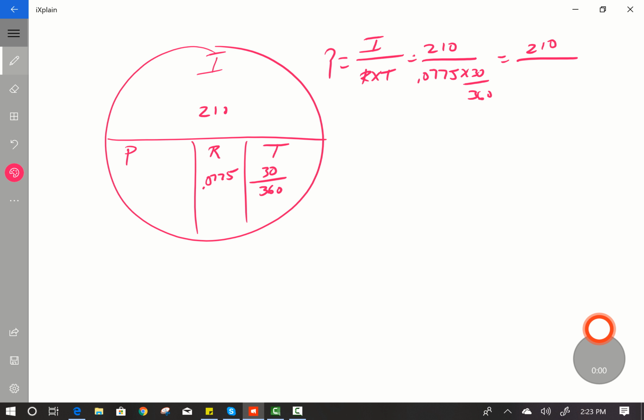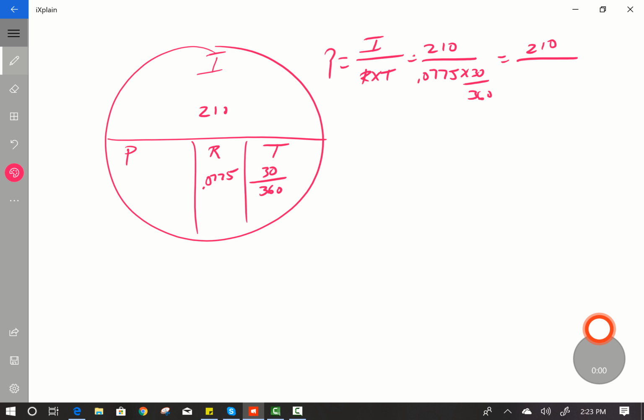0.0775 times 30 divided by 360. Okay, let me try a different calculator. That's not giving me the correct answer right there. What is 0.0775 times 30 divided by 360?